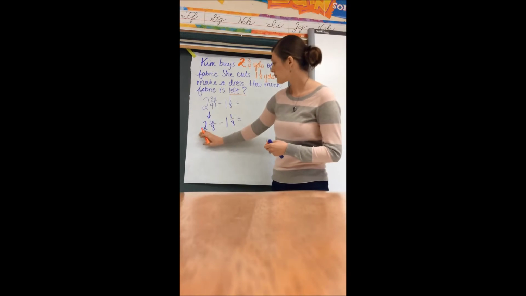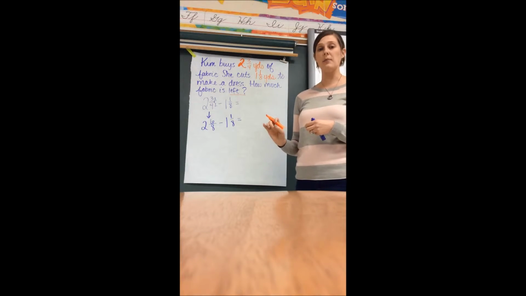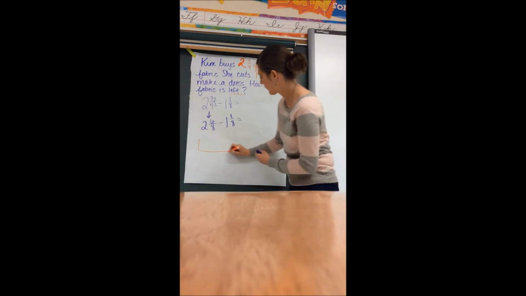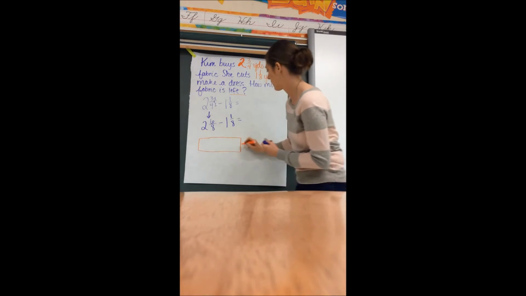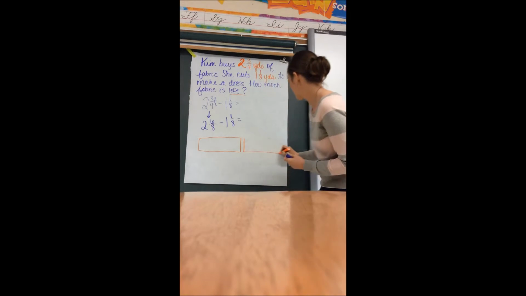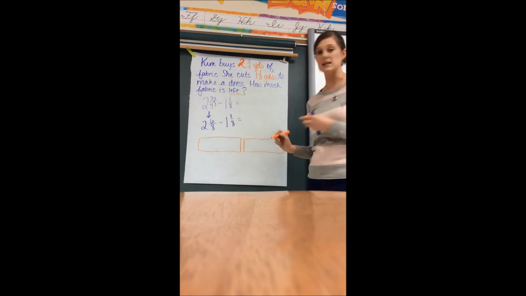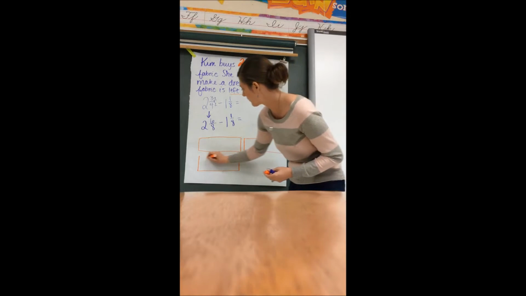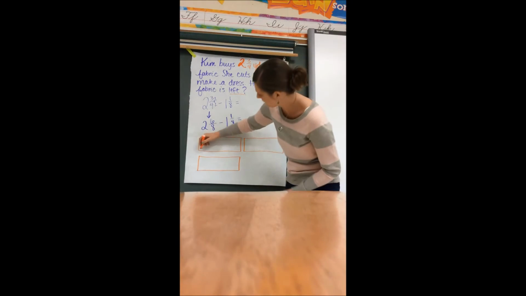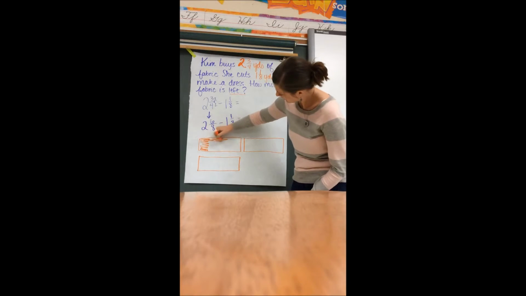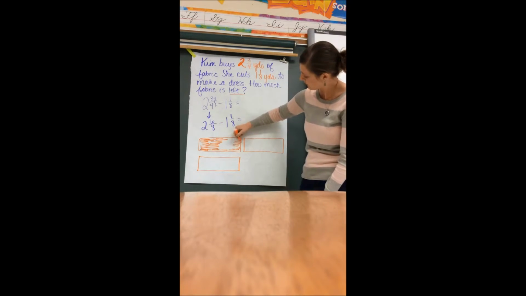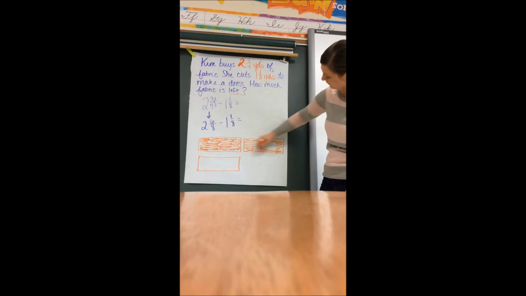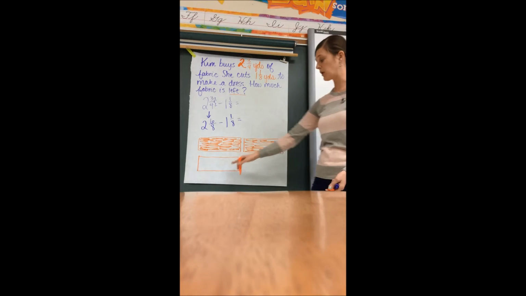I would draw the total amount of fabric that I have first. I would start with my 2 whole yards. So each bar represents a yard, and then I need 6/8 of a yard. So I want to shade in 2 whole, and then I want to shade in 6/8.